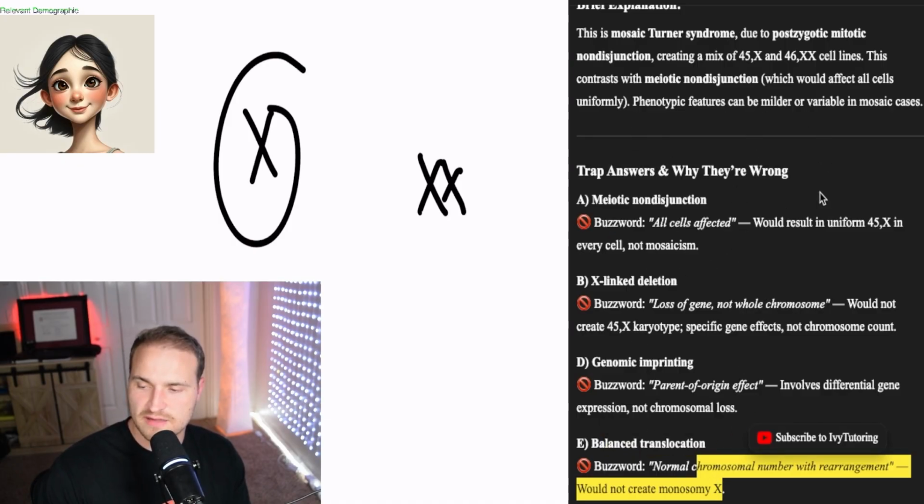So up to 30% of Turner syndrome cases aren't 45X across the board. Some have mosaicism, so their body is made up of two different cell populations. So Turners, remember there's mosaic Turners caused by mitotic error, postzygotic, and non-mosaic Turners, which is a meiotic error, which is all cell lines affected.